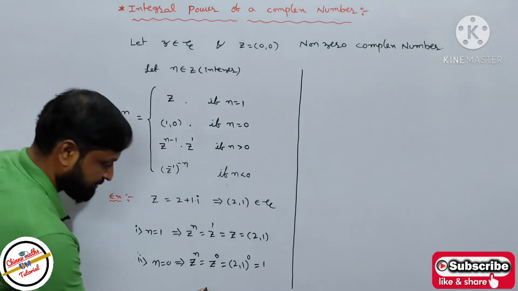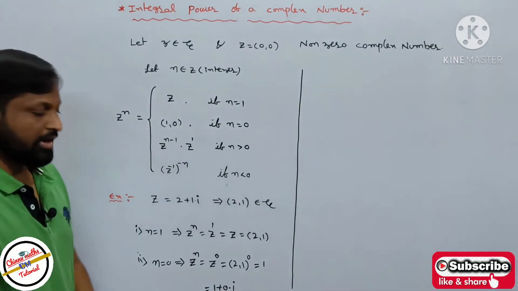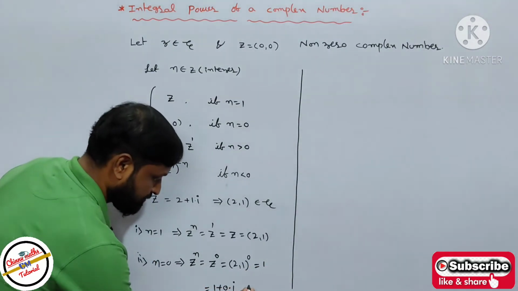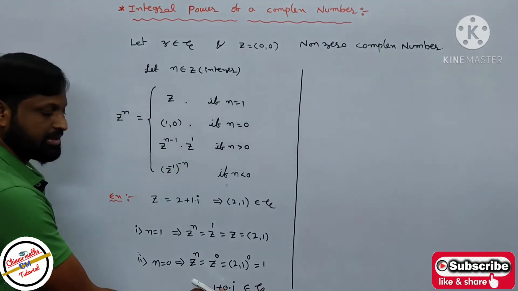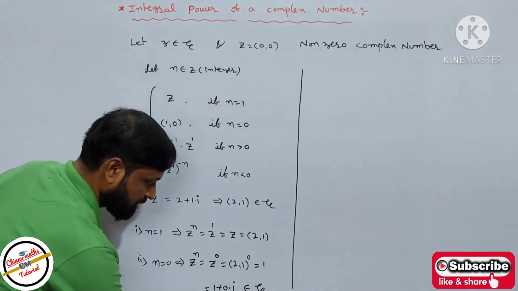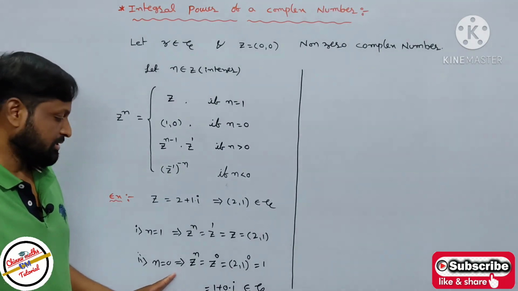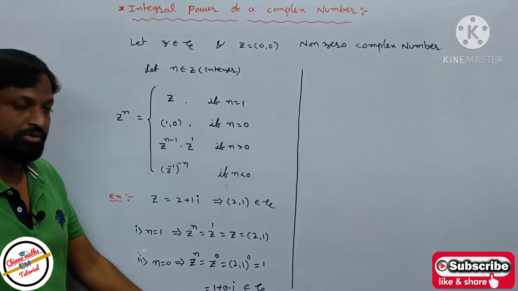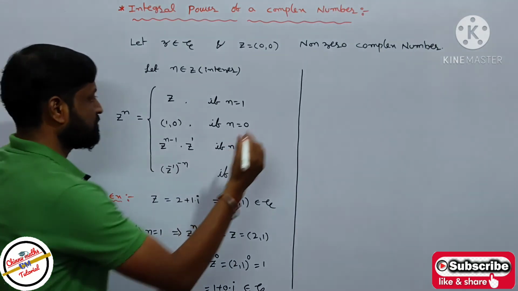1 can be written as 1 plus 0 into i. It is nothing but the complex number. So 1 is the real part, 0 is the imaginary part. Written in ordered pair, that is equal to 1 comma 0. This belongs to the complex numbers. So if n equals 0, then z power of n, that means 2 comma 1 to the power of 0, is expressed as 1 comma 0, which belongs to the complex numbers.